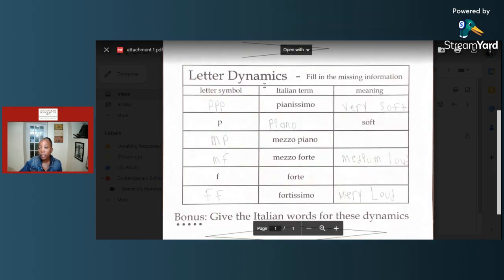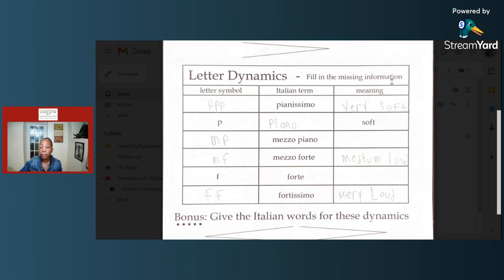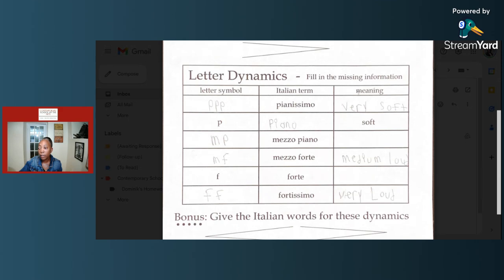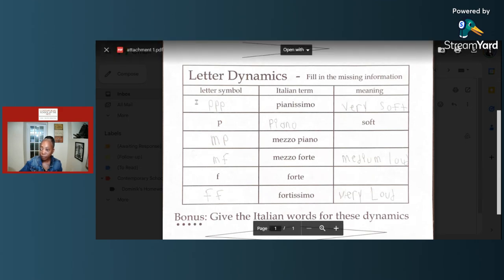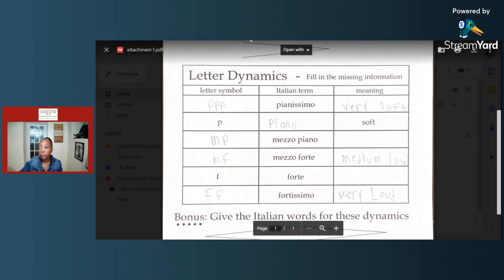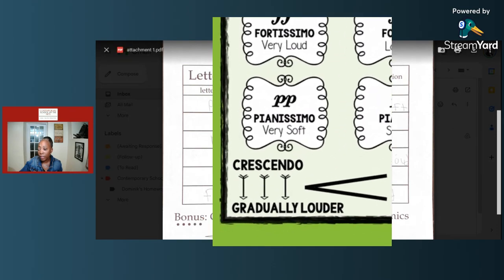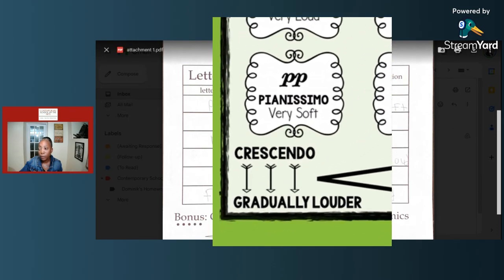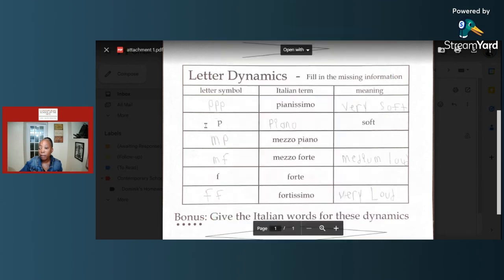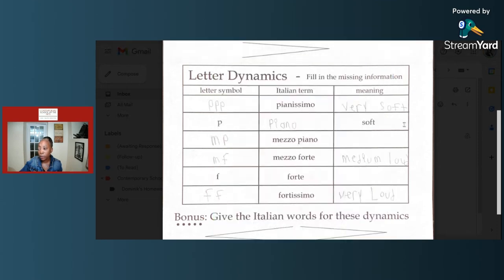Now we have the letter dynamics. So we have to fill in the missing information. We have the letter symbol, the Italian term, and the meaning. So we have pianissimo, right? These Italian words. And it's PP, not 3 P's, but just 2. Right here you can see very soft. You're playing very softly. So be careful, very soft. That is correct. Then you have P, piano, which means soft.